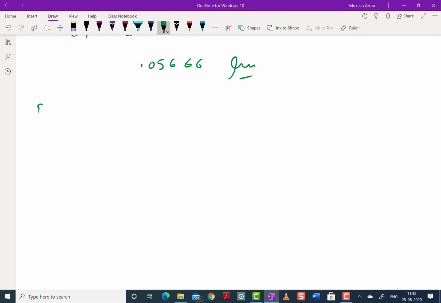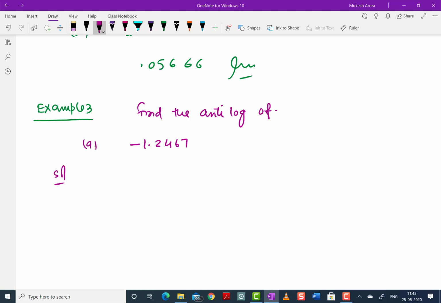Next question. Question number 3 is a different kind of sum. It is find the antilog of minus 1.2467.